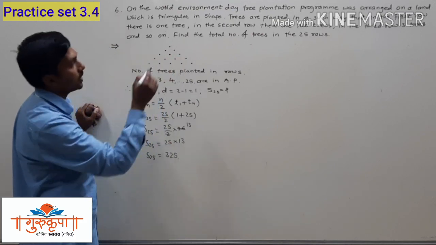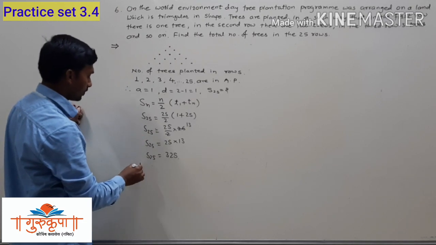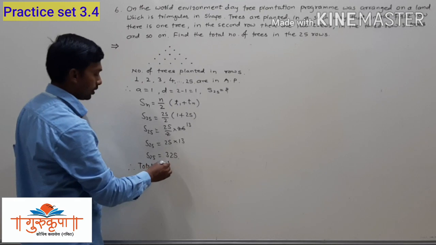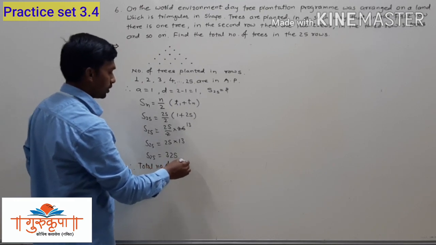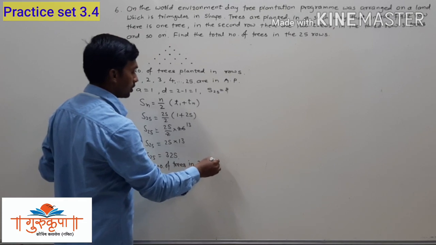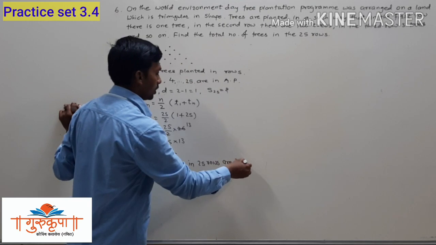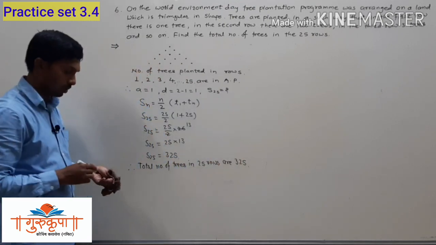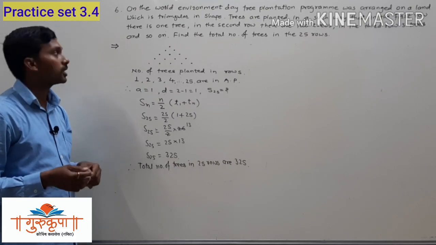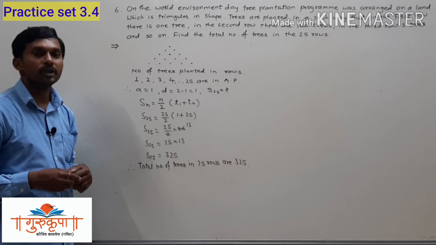So we can write the final answer in words: total number of trees in 25 rows are 325. So this is all about example number 6 and the practice set 3.4. Here we complete the practice set 3.4.